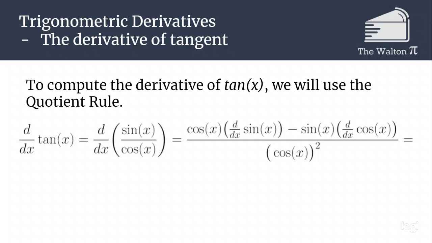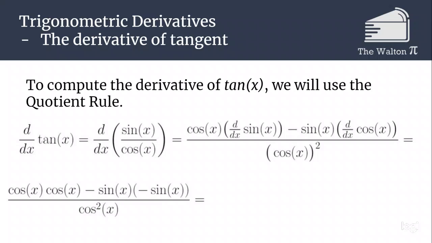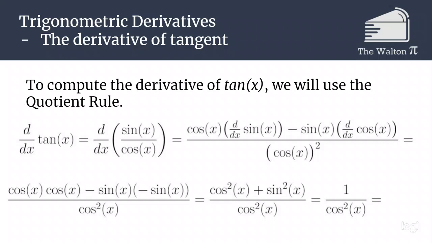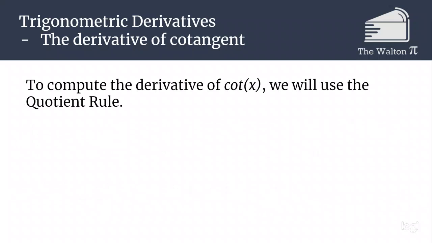So if we evaluate what the derivative of sine and the derivative of cosine are, we're going to get cosine of x times cosine of x minus sine of x times negative sine of x all over cosine squared. Well, that becomes cosine squared x plus sine squared x all over cosine squared x, and cosine squared plus sine squared is just 1, so we get 1 over cosine squared of x, or secant squared of x. So that tells us that the derivative of tangent is secant squared.